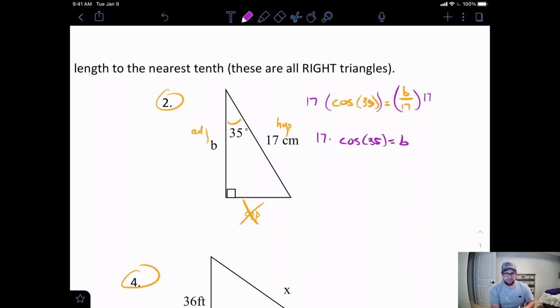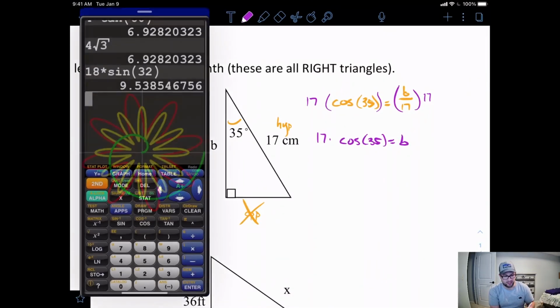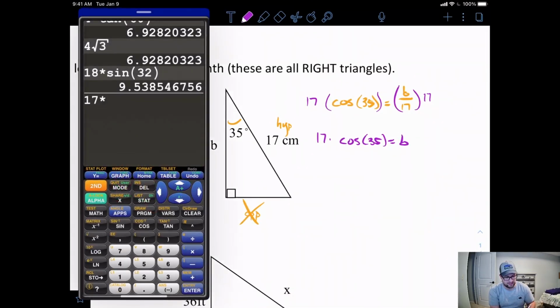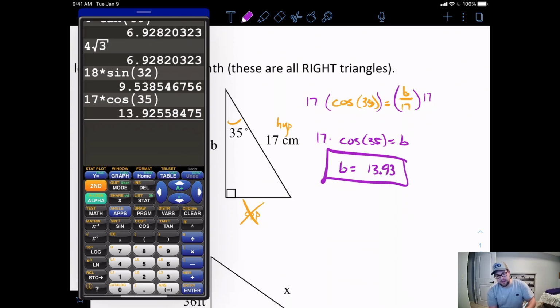Then to solve that, b is all by itself, so we can just punch that out on our calculator. So 17 times cosine of 35, and I get the answer of b is equal to 13 point, let's call it 93. And we're done.